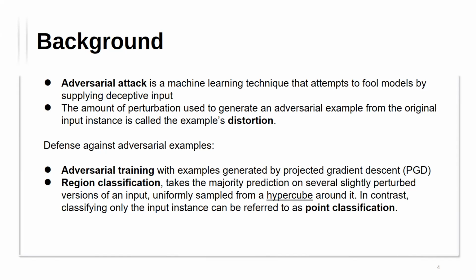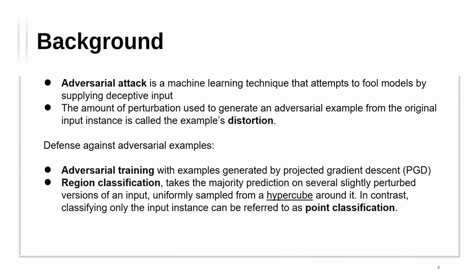There are two defenses against adversarial examples that we will talk about in this paper. One is called adversarial training. That means we first generate some adversarial samples against one model, and then use those adversarial examples as a data augmentation technique to retrain the whole model, so that the new model would be robust to adversarial attack.